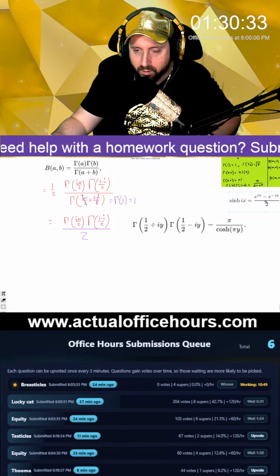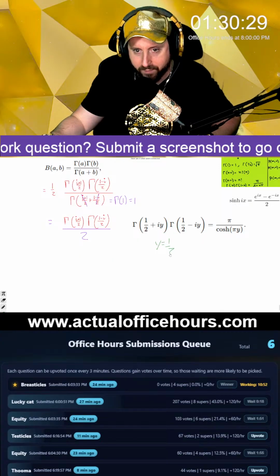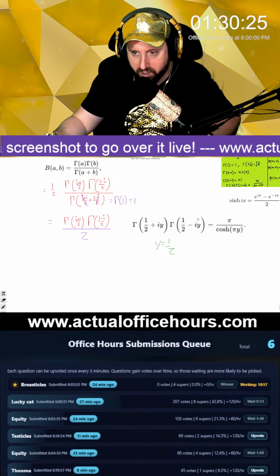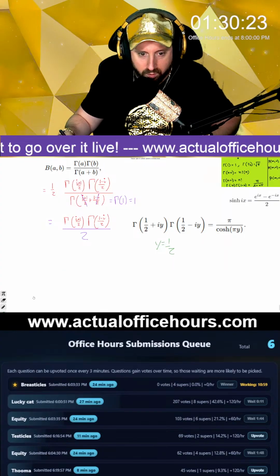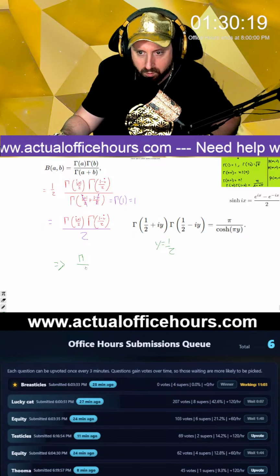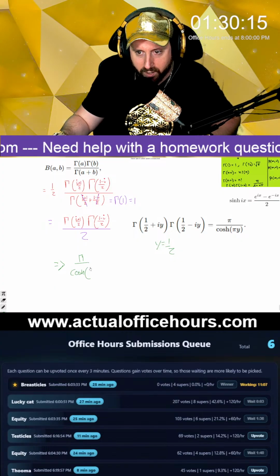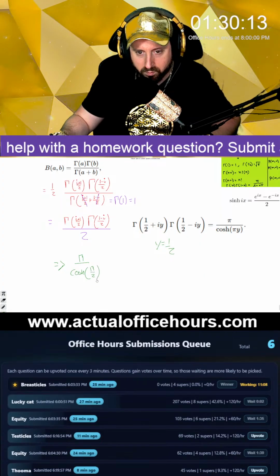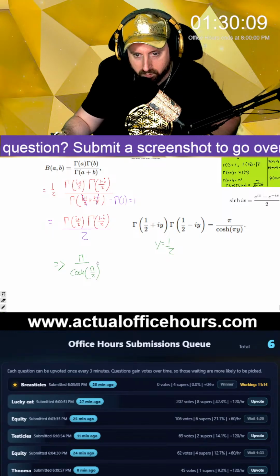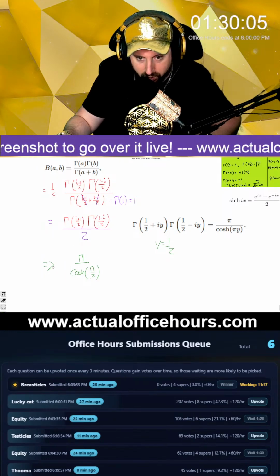Okay, so in this case, y is equal to 1/2, from what I see here, right? Because I'm going to have 1/2 minus i over 2. So this is all equal to pi over the cosh of pi over 2, multiplied by 2 on the bottom as well. Sorry, there is another 1/2 there. Okay, cool.